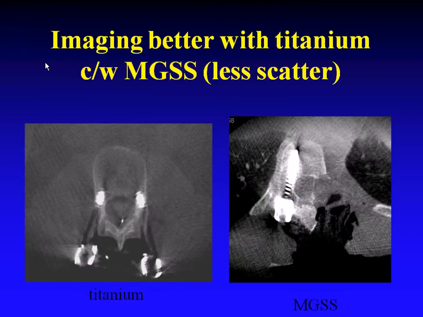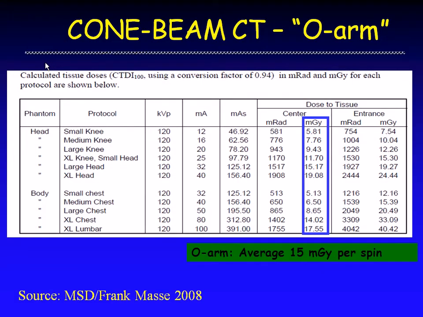There's very little scatter, less scatter with titanium as compared with stainless steel, but you pretty much know exactly where those screws are, and you can get axial, coronal, and sagittal images looking at the screw placement. So much better images with titanium as opposed to stainless steel.